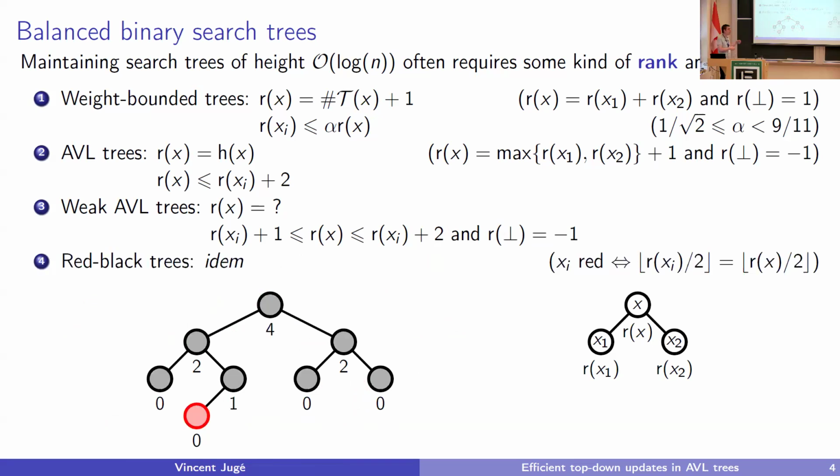A fourth family, which is the last one that will fit on this slide for obvious geometry reasons, is red-black trees. And in fact, they turn out to be in a very good bijection with weak AVL trees, meaning that you will paint a node.